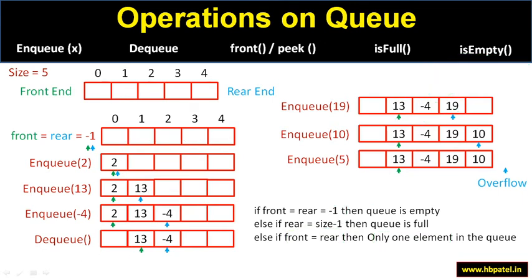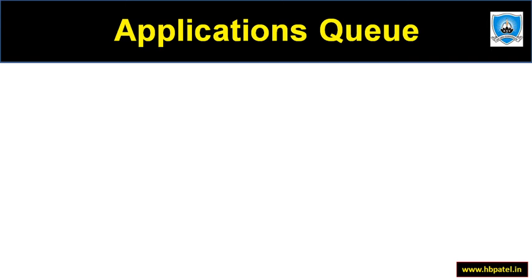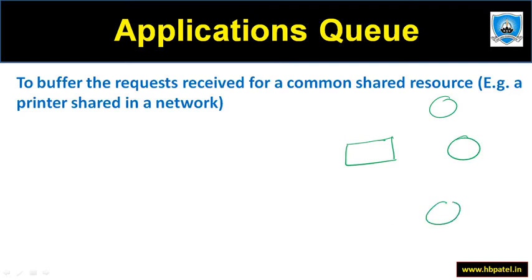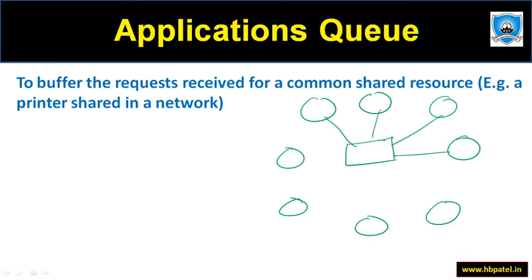So now let us move ahead. What are the applications of queue? For example, you have a network like this. You have a common printer attached over here and you have multiple computers in that network, and the printer is being shared by these different computers.